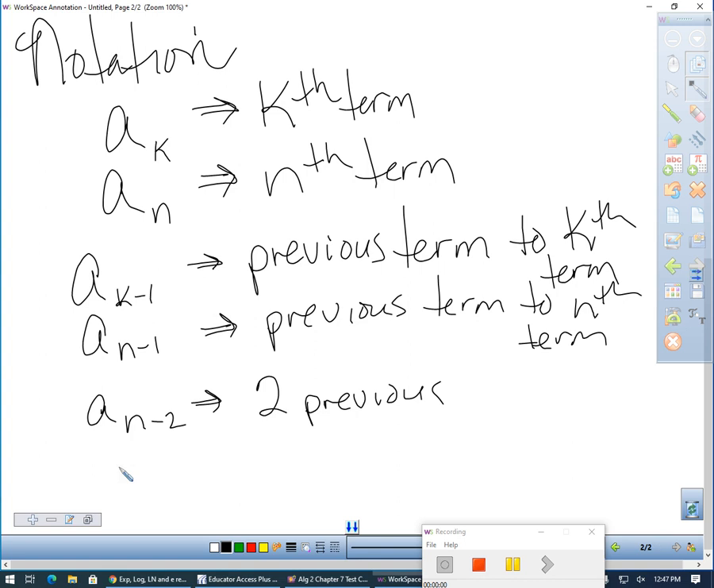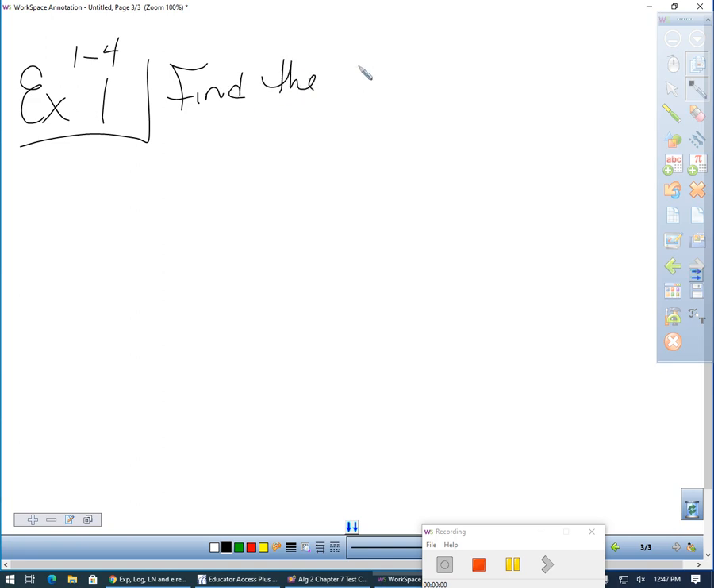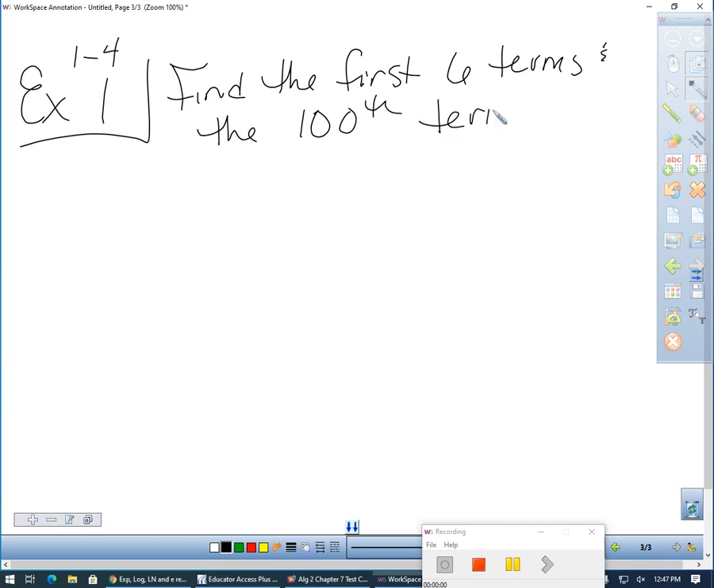Okay, so using that, here is example number 1 that I want to get into. This is really all we're doing at the very beginning, from 1 to 4. It's going to say, find the first, I think they asked for 6 terms, and the 100th term. And then maybe they give you a formula. Let's say a sub n equals n minus 2 over n.